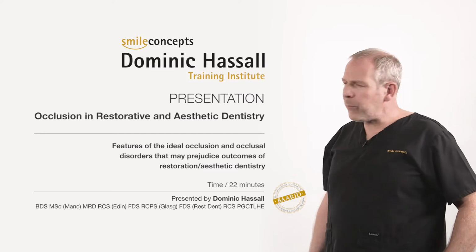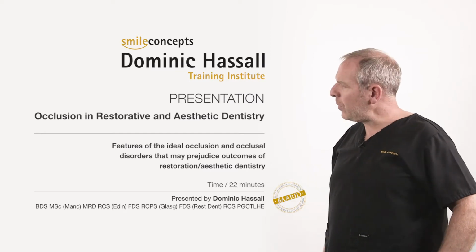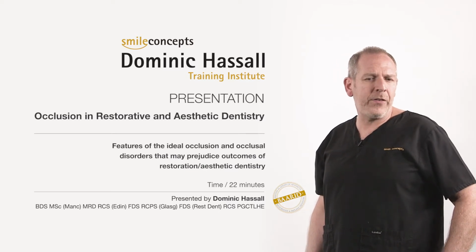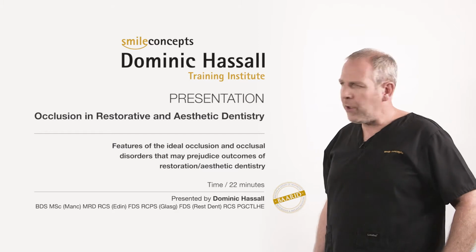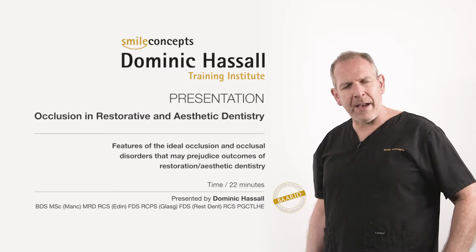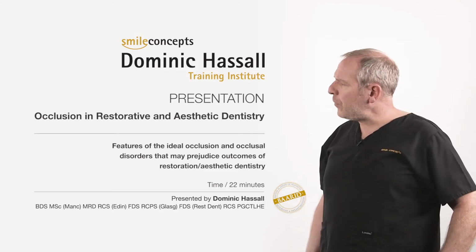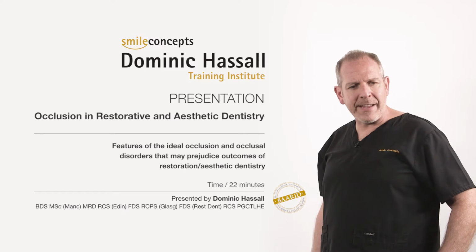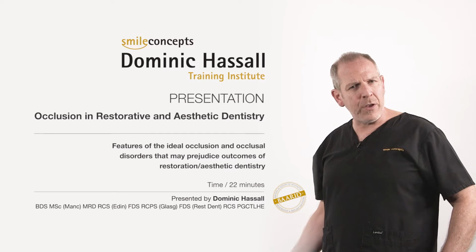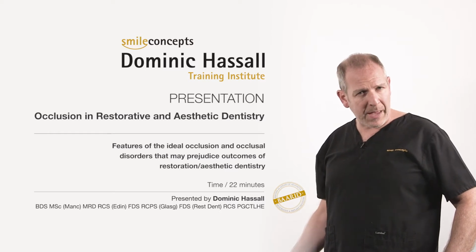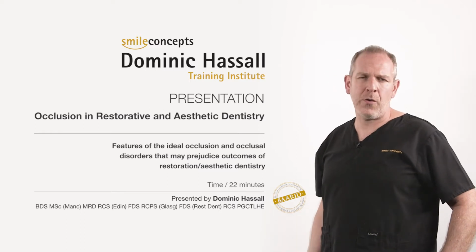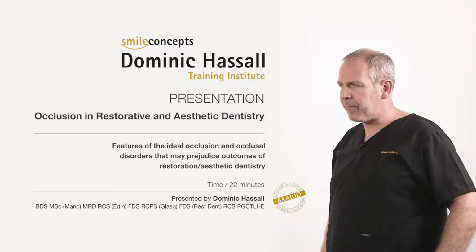So, what are we going to look at during this presentation? Well, let's look at the features of the ideal occlusion. If we could design an occlusion from scratch, what would be the features of that ideal occlusion that we would choose to have? I think that's always very useful to look at, because if you know what an ideal occlusion is, you can then see how far away from that ideal the patient's occlusion that you're examining is. So let's look at that.